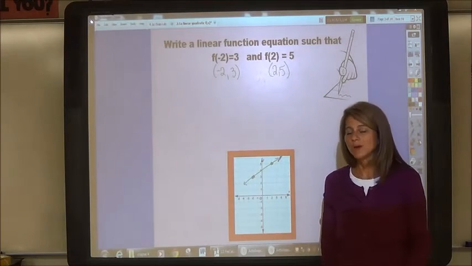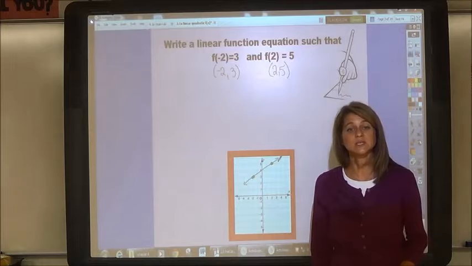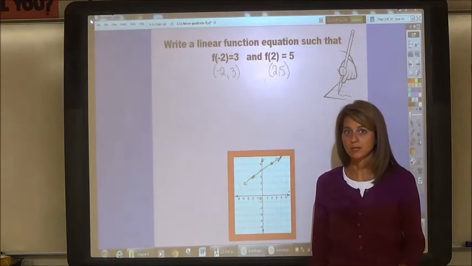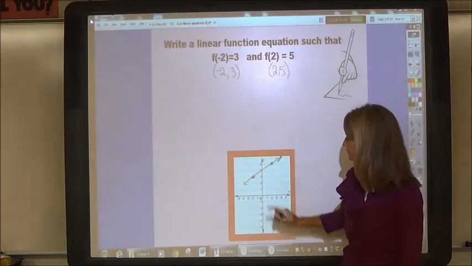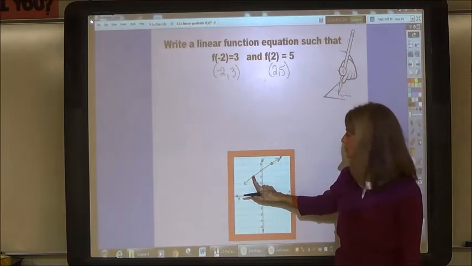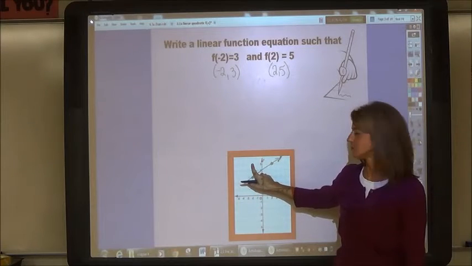So whenever you write the equation of a line, we always need a slope. You remember how to find slope, right? Rise over run. Rise 2, run 4.